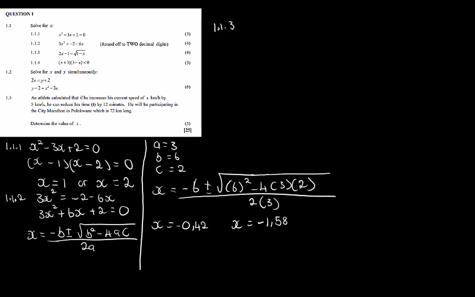2x minus 1 is equal to root 1 minus x. So obviously these are surds, right? So with surds, the first thing that we want to do is try and remove this root. So the way we can remove that root, we can just square everything. So it's going to be 2x minus 1 all squared is equal to 1 minus x, right? So we're just going to expand that.